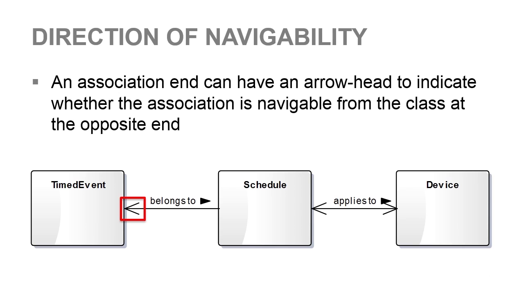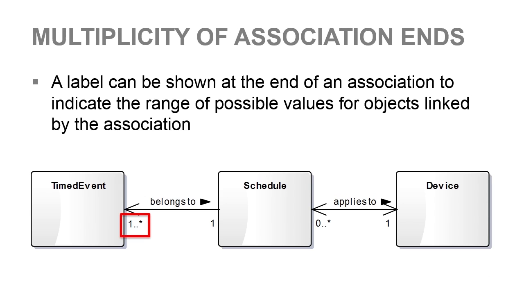What this means in practice for the highlighted example is that when the system is implemented, objects of the class schedule will be able efficiently to access objects of the class timed event that are linked to them by links representing instances of the association. In an object-oriented language, this usually means holding a reference or references to the object or objects at the other end of the link. The multiplicity of the association end can be shown with a label.